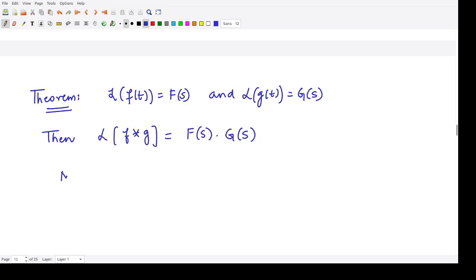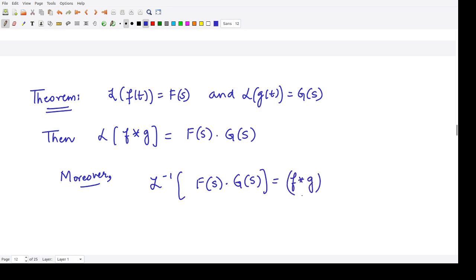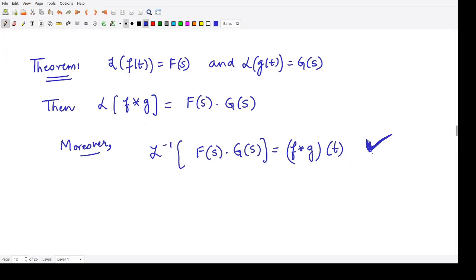This is one result, or you could write this in converse form. That means the Laplace inverse of the product of two functions F of s and G of s is equal to f star g of t. Now we will make use of this result to solve several questions. But before that, we will first prove this very important result. This is the convolution theorem. So we will first see its proof.